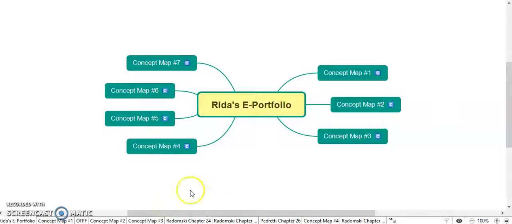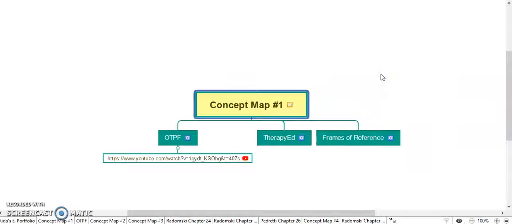Hi, this is my e-portfolio, and the way I've organized it is by the 7 concept map presentations that we had in class, and then each of them is going to have subtopics that go further in detail. So I'm just going to click on this, and it'll take me to the subtopics. The first one is concept map number 1, and this is very general OT information.